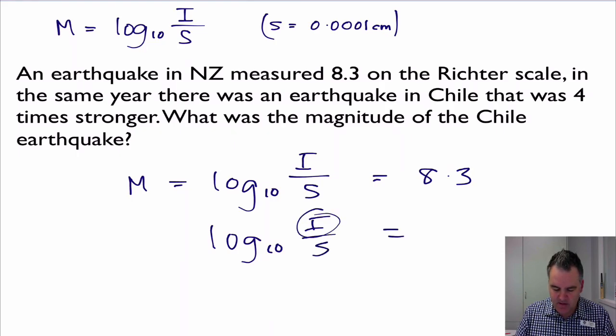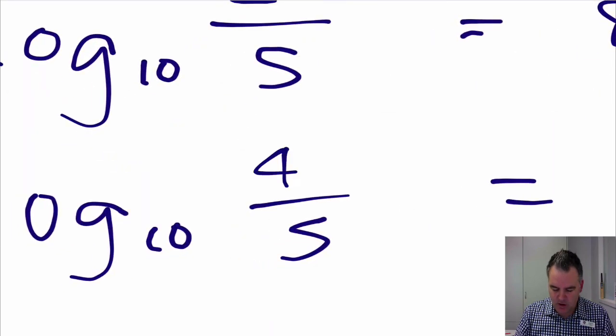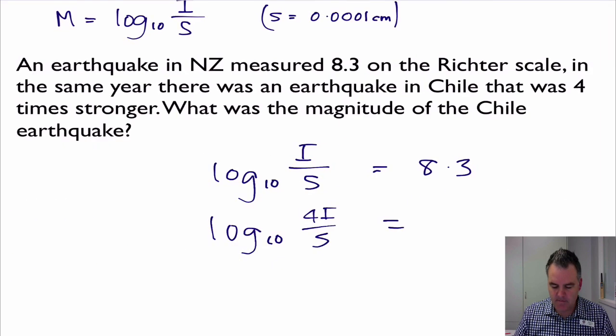So this value here, the intensity of the earthquake, I'm using I for the intensity of the earthquake. It's actually the distance on the seismograph. But this one here was 4 times the New Zealand one. So instead of writing I there, I can write 4I. Okay. So really what I want to know is what was the magnitude of the earthquake for this one that was 4 times the intensity.